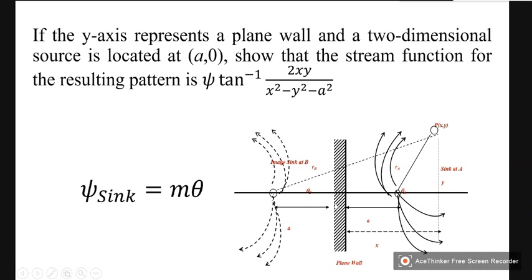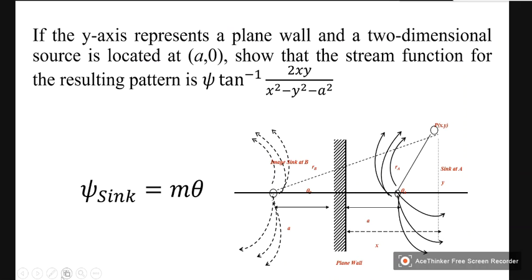So to get a resultant flow, what we have to do is exactly opposite to that source or sink, whatever it is, at the same distance, we have to place another source or sink and remove the wall and find the combined flow.